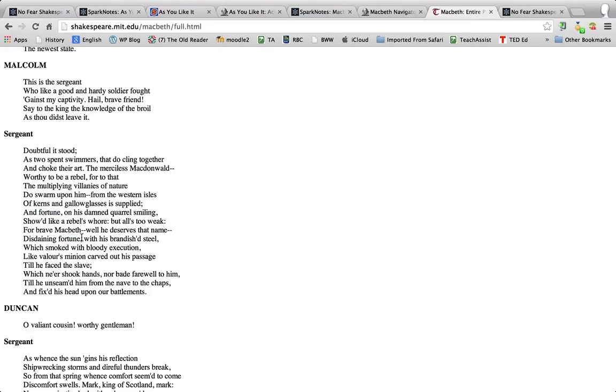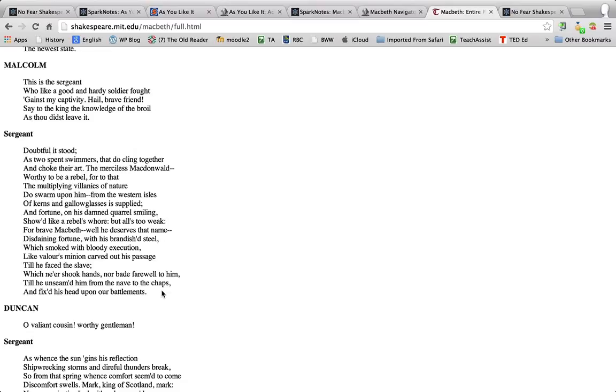So disdaining, forgetting all about fortune, with his brandished steel, so his sword, which smoked with bloody execution. So he's talking about the sword, comma. If you know your punctuation, you're good. So he's killing everybody. Like valor's minion carved out a passage till he faced the slave. So he's just cutting people down till he faces MacDonald, which ne'er shook hands nor bade farewell to him. Okay, I guess Macbeth still never shook MacDonald's hands, nor did he say goodbye to him, till he unseamed him from the nave to the chaps and fixed his head upon our battlements.